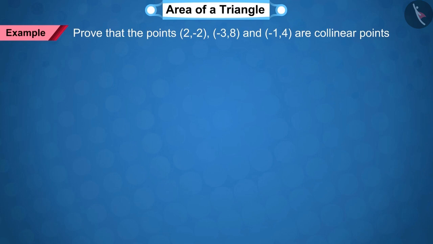Prove that the points (2, -2), (-3, 8), and (-1, 4) are collinear points. To solve the question, pause the video and then match your answer.